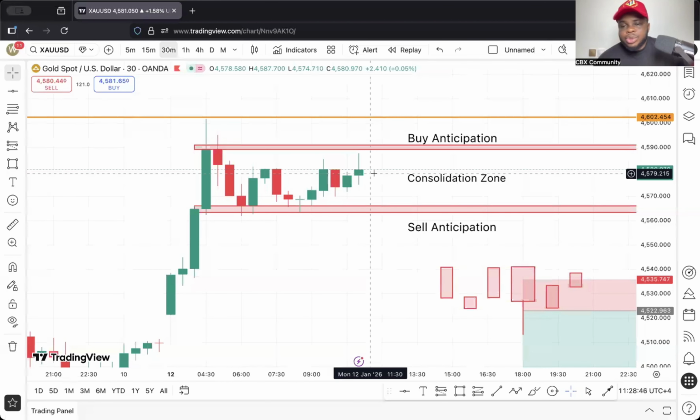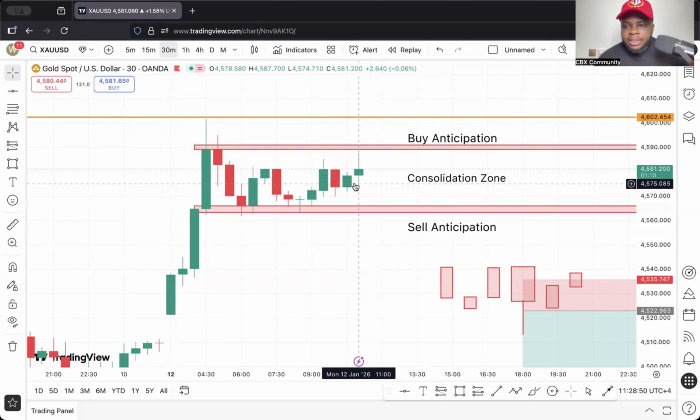For now, we don't need to do anything. Let's see how this candle will close. This candle is left with a minute before this 30 minutes candle will close. So let's wait and see.